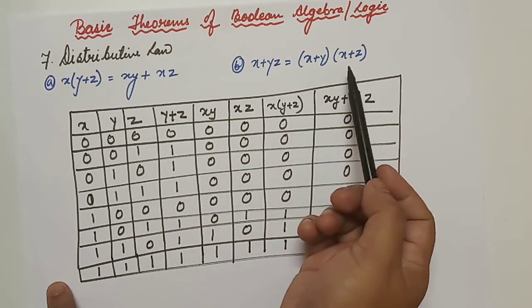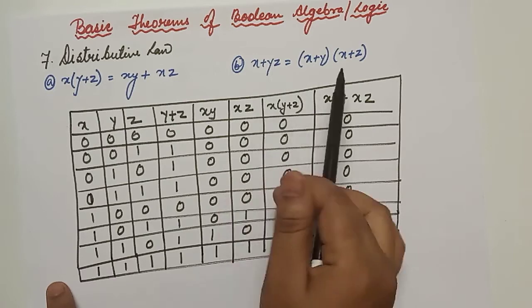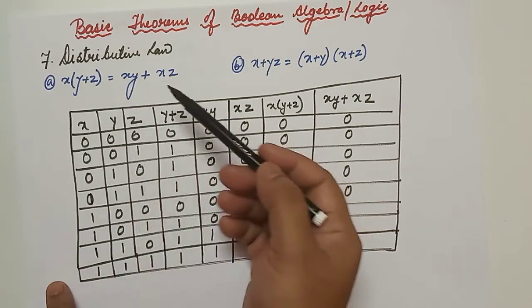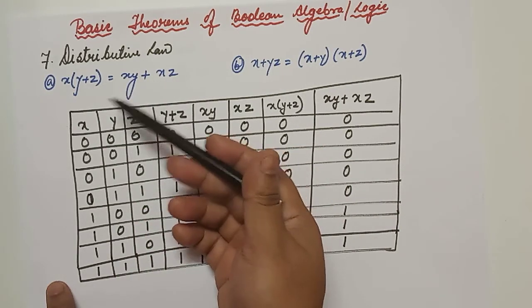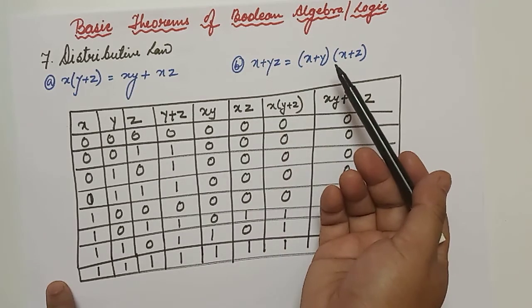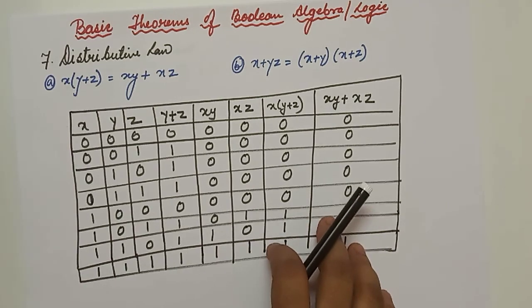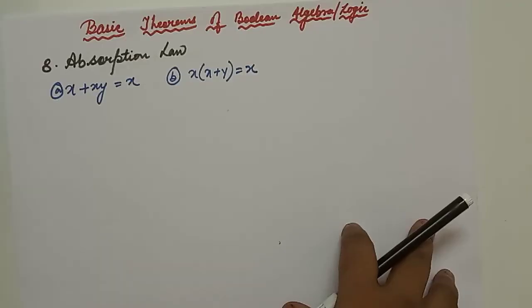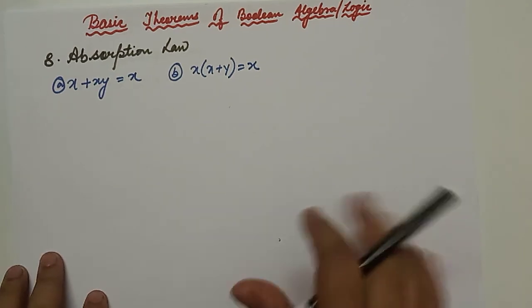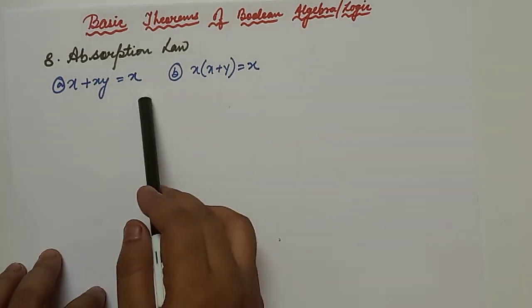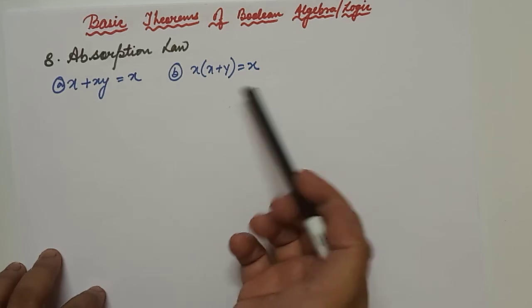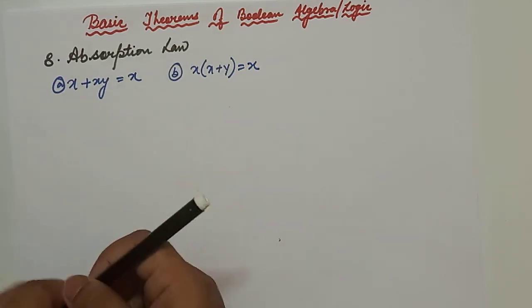Now if I talk about the second one is the dual of the first one only. So if we have proved the first one, that means equation B is also proved. Now let's talk about absorption law. Absorption law states that x plus xy is equals to x, or the dual is also same. To understand this one, let's draw a truth table.